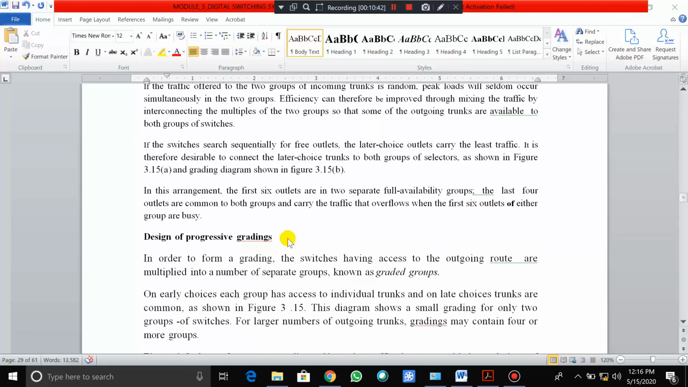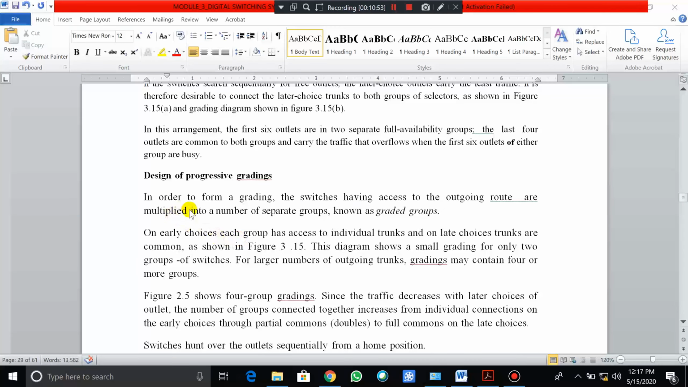Design of progressive grading. This is a very important topic. If you refer to previous year question papers, you will see that many papers have asked this. So it is very important. In order to form the grading, the switches having access to the outgoing route are multiplied into a number of separate groups, known as grading groups.